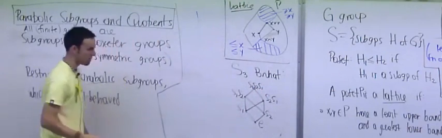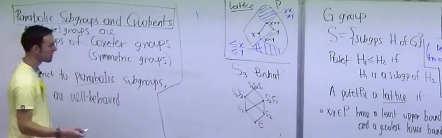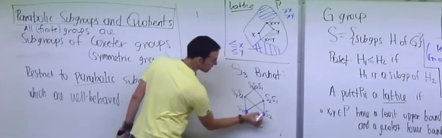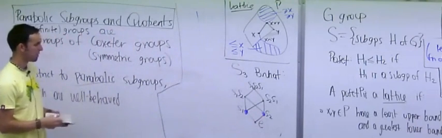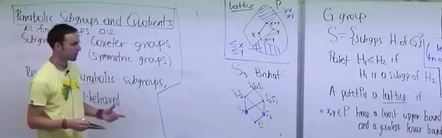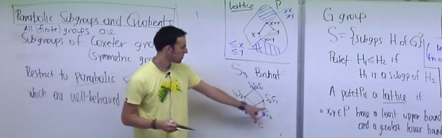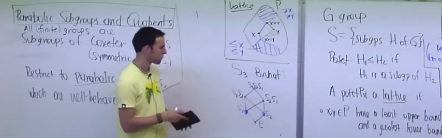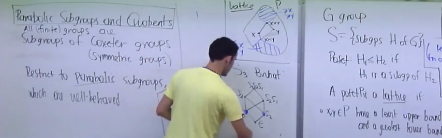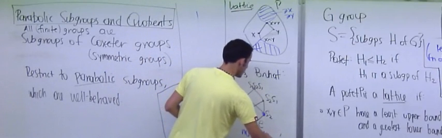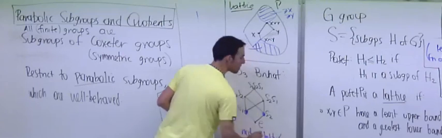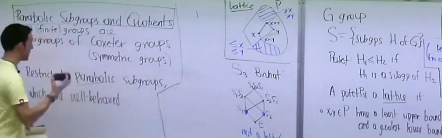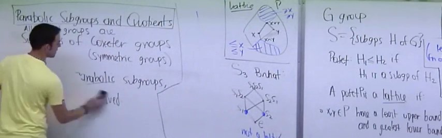And I'm asking you, is this a lattice? And you see that it's not a lattice because, for example, these two guys don't have a least upper bound. Because these two guys are minimal upper bounds. Okay? So this is not a lattice.